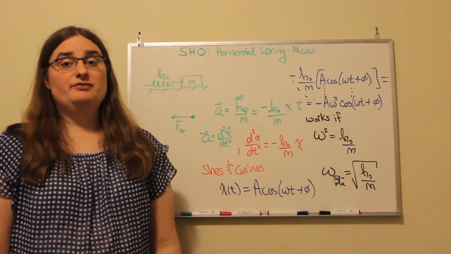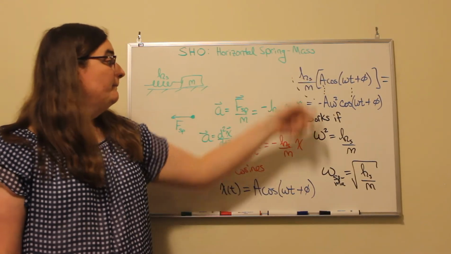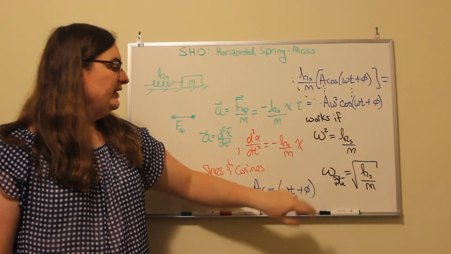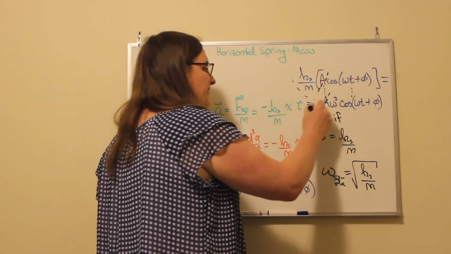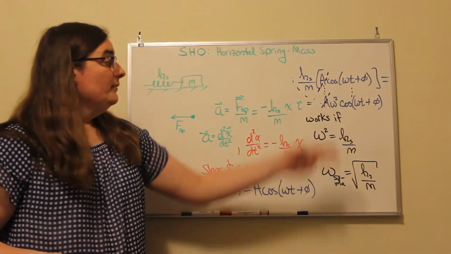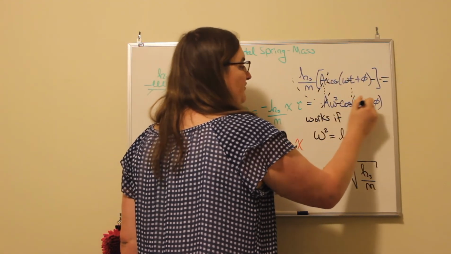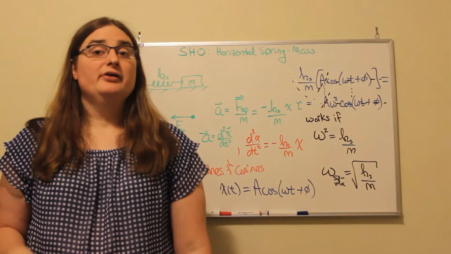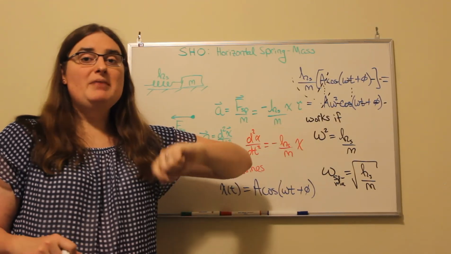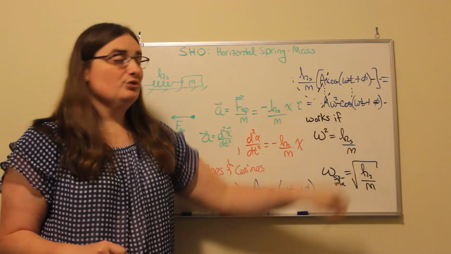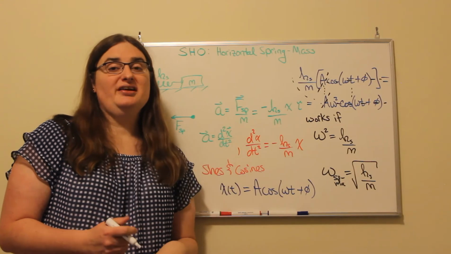Now we can play the match game. Both have a negative sign in front. So that negative sign can cancel out. Both have an amplitude A in front. A for amplitude, that's why we chose that letter. That can cancel out. Both have this exact same oscillating function, cosine of omega t plus phi. Those can cancel out. And this relationship works as long as this value omega squared is equal to the spring constant divided by the mass from our Newton's second law equation.